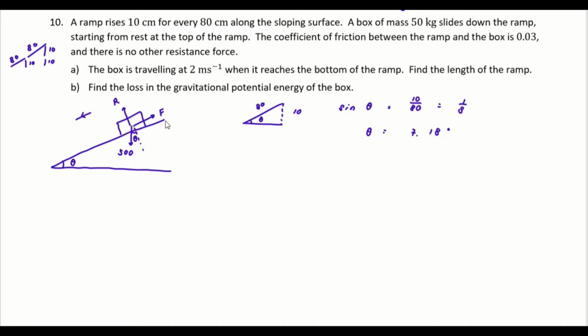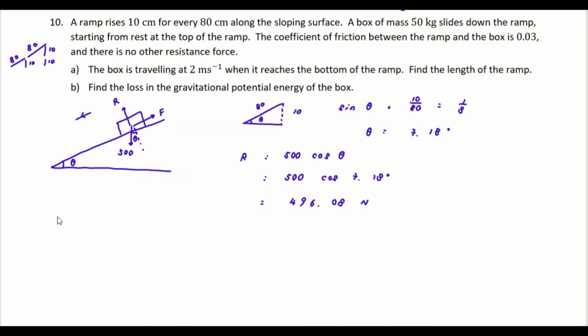So let's say we need to find the net force, which means we need to find the friction. To find the friction, we need the normal reaction first. The normal reaction will be equal to the weight times cos theta. So we have 500 times cos 7.18. Remember to take the full value here. From here, you will get 496.08 Newton. After we have got this, now we can proceed with F equals ma, right?